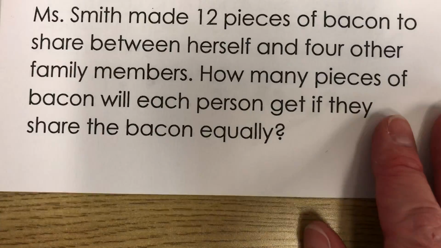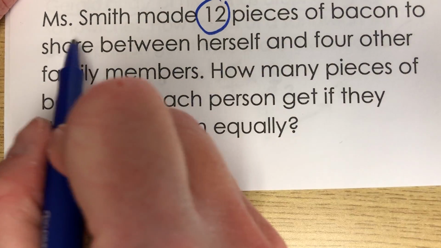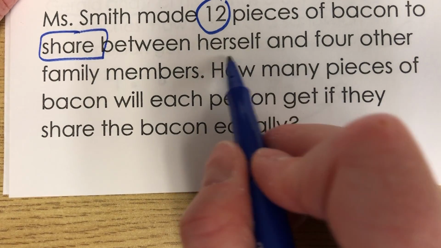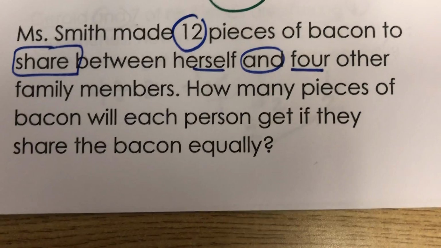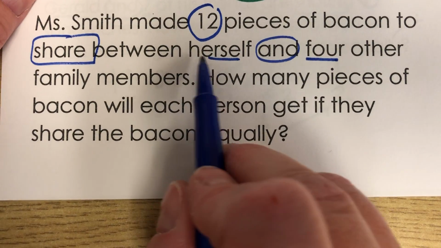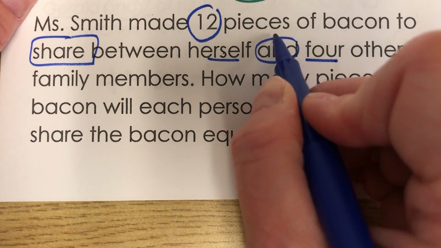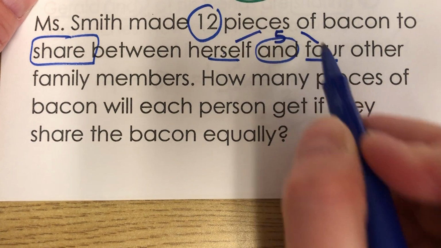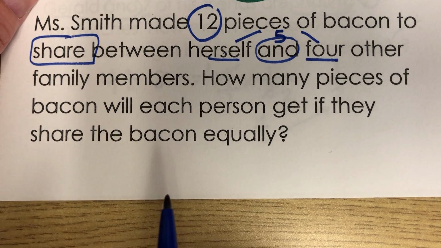Okay, last one. Mrs. Smith made 12 pieces of bacon to share between herself and 4 other family members. So, hang on, let me switch to low power mode really quick. Okay, sorry. So, she's going to share between herself and 4 family members. That means she's sharing between 5 people because it's herself and 4. How many pieces of bacon will each person get if they share the bacon equally?